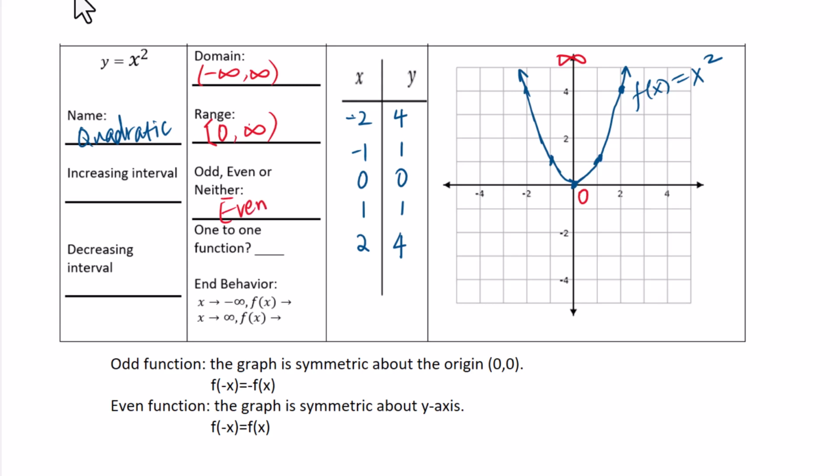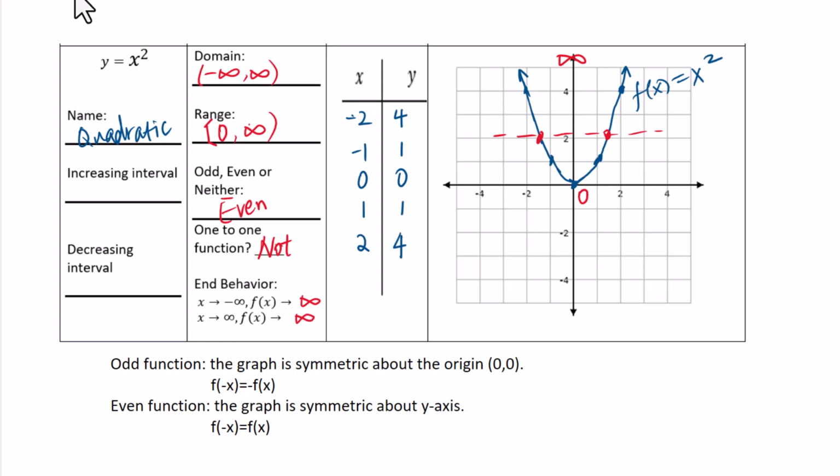When we draw this horizontal line, we got two intersections. So it's not a one-to-one function. When x approaches negative infinity, the function approaches positive infinity. When x approaches positive infinity, the function approaches positive infinity.